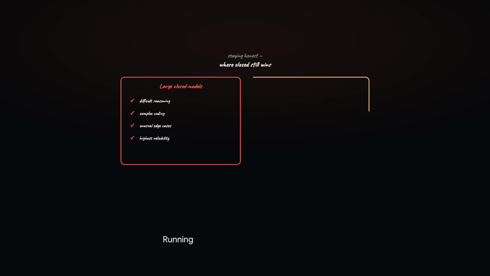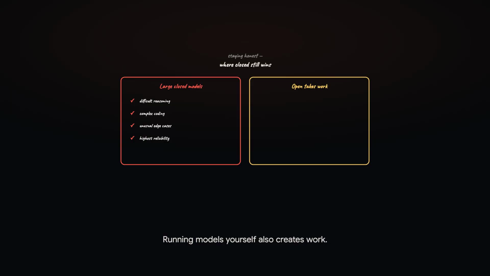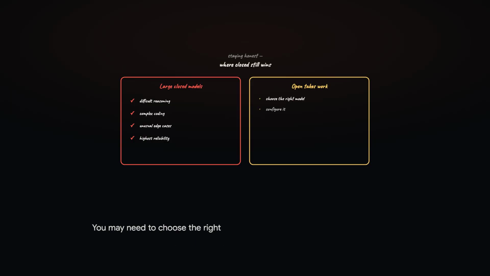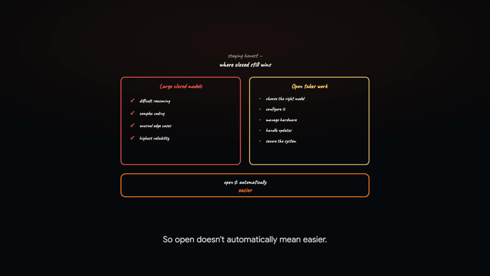Large closed models may still perform better on difficult reasoning, complex coding, unusual edge cases, or tasks requiring the highest reliability. Running models yourself also creates work. You may need to choose the right model, configure it, manage hardware, handle updates, and secure the system. So open doesn't automatically mean easier.